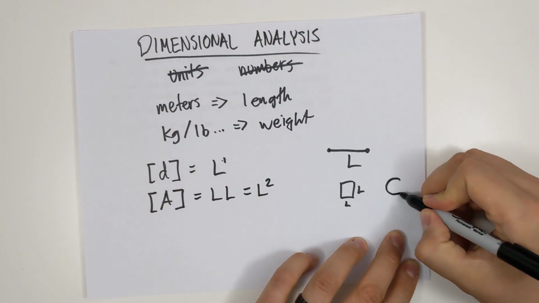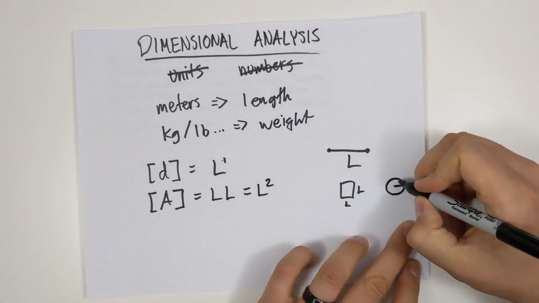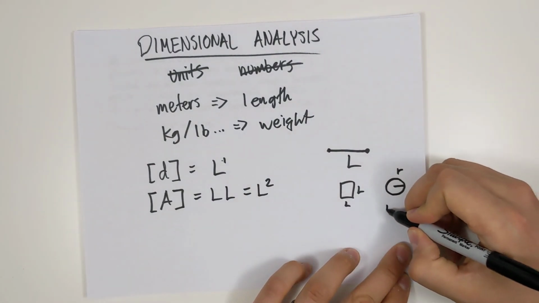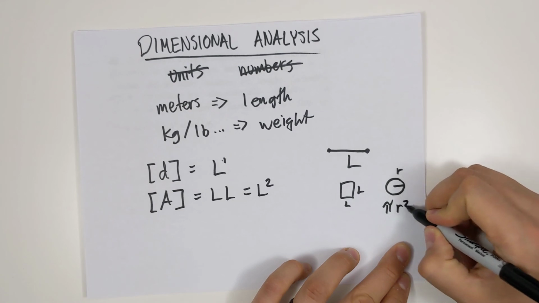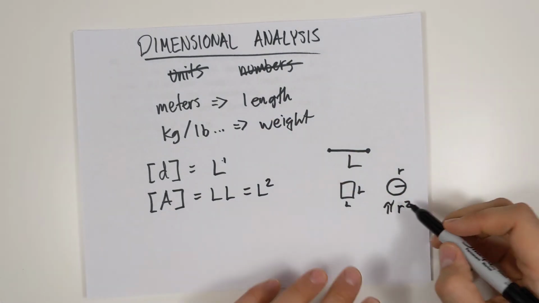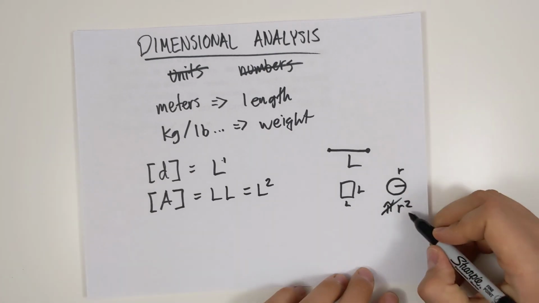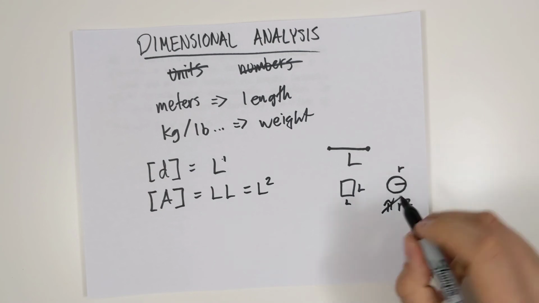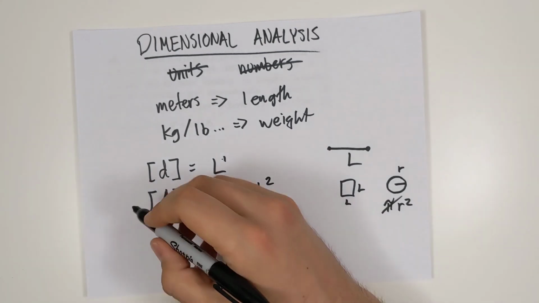Same thing with a circle. If you've got a circle with radius r, you know that the area of that is pi r squared. Well, like we said, no numbers, no units. Pi is just a number, but r is a value, a length, and this length is squared. So there you go. Area: length squared.